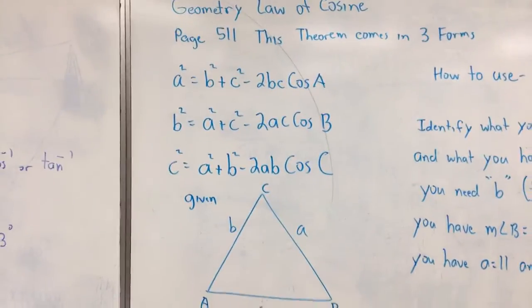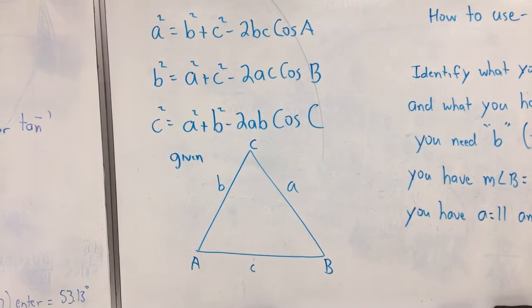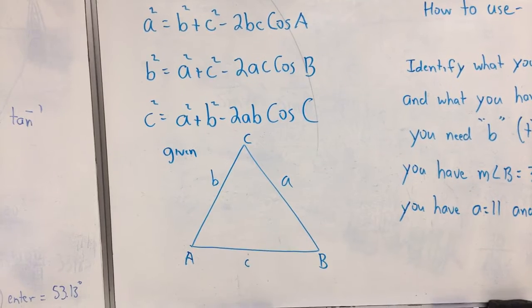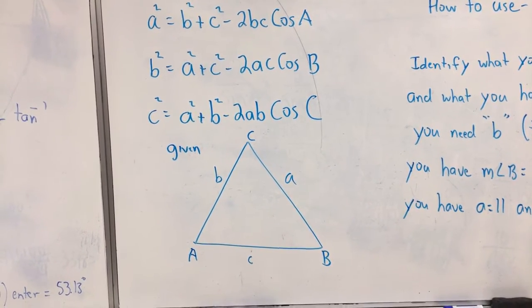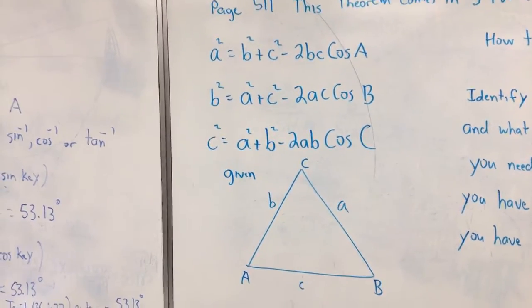So I back the bus up a little bit here. There's the triangle. Notice it's triangle ABC, and side A is opposite angle A, side B is opposite angle B, side C is opposite angle C, and that's how I get the pieces. Now let's actually do an example here.